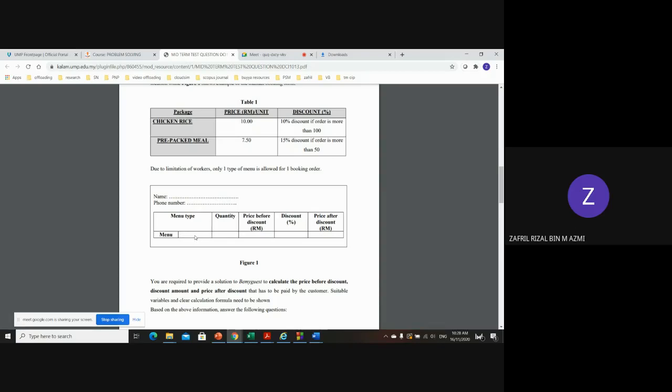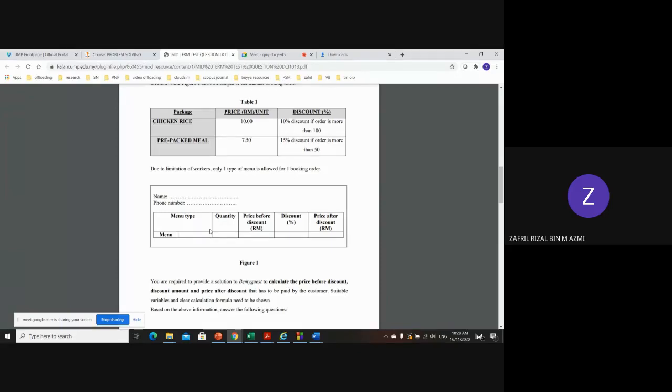If you are confused about what you should put as the variable over here to store the value, ask yourself, what are the values? The value is either chicken rice or pre-packed meal. Okay. So value is not variable. Variable is something that stores the value. So you cannot put chicken rice as a variable. Chicken rice is the value.